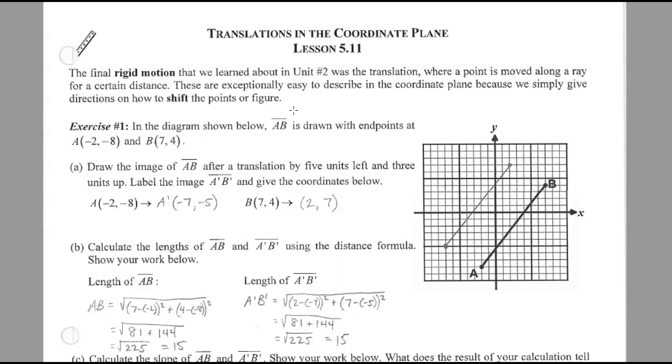So each point is going to move. They're going to move in the same direction and the same distance. So when that happens, we end up with a segment of the same length. And we end up at a segment that's parallel to the original one, because if the points move in the same direction, then we end up with parallel results.